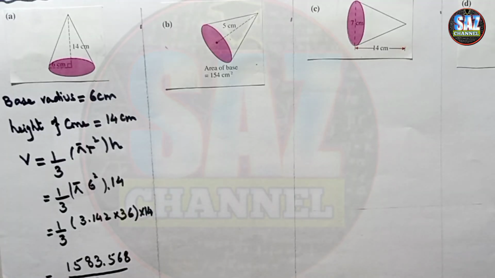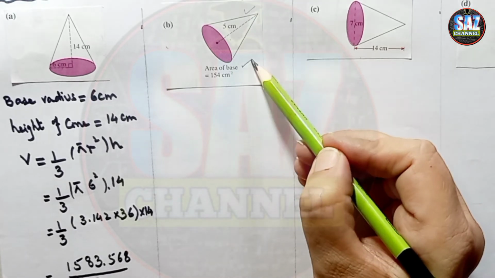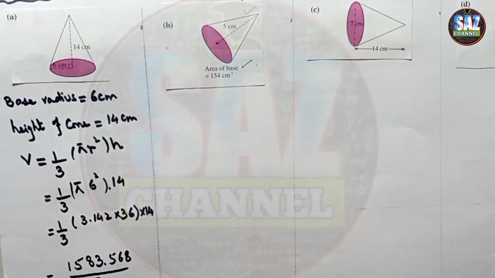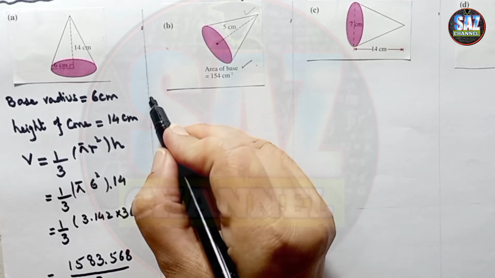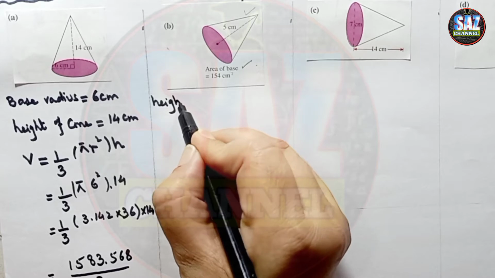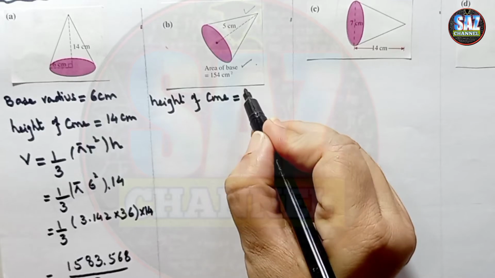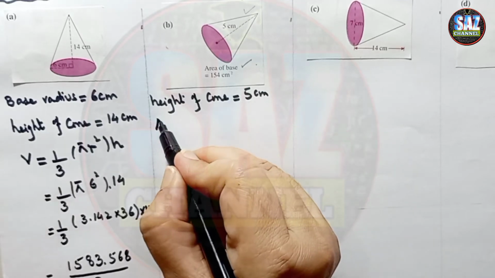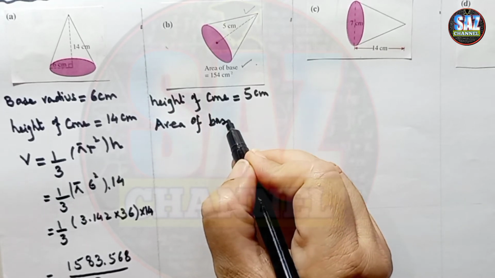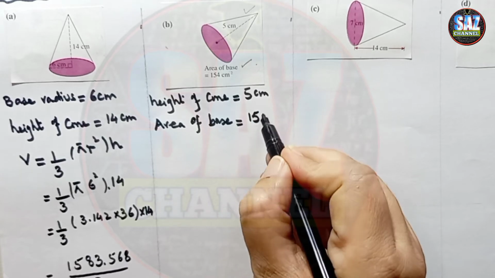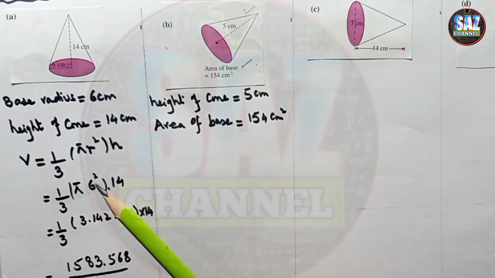In the second part, we are given the height of this cone and the base area of the cone. Recall again the formula; first of all we have to write the statements that height of cone equals 5 centimeter and base area, or area of base, equals 154 centimeter square. Now see the difference between this question and the previous part.